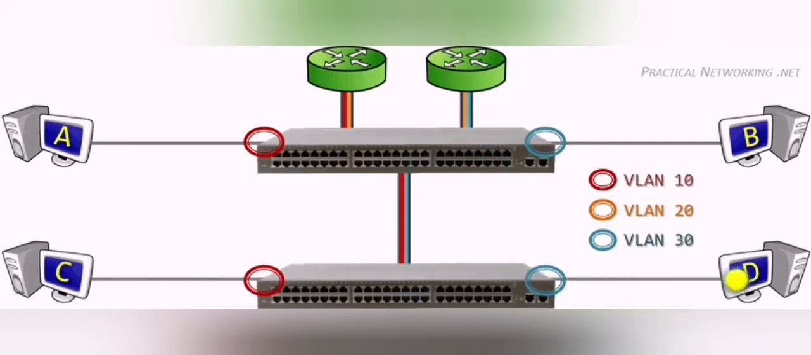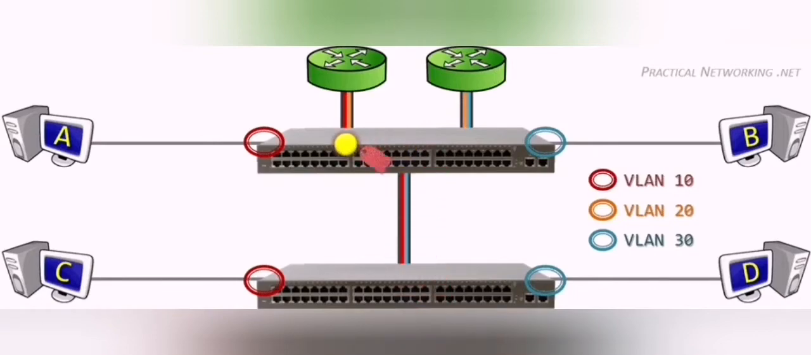For example, when PC C, that is part of VLAN 10, wants to send a packet to PC B, that is part of VLAN 30, if the communication between the switches is not through a trunk port, then the packet that comes out of PC C will not reach the other switch and be able to go to the other VLAN, because as we said, VLANs can't communicate directly with one another.